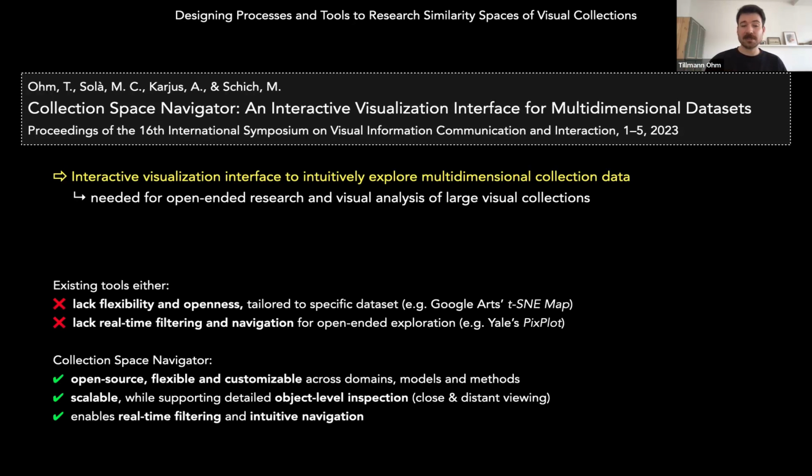Most existing tools that visualize similarity spaces either lack flexibility and openness. They are often tailored to a specific data set. A well-known example is the Google Arts and Culture t-SNE map from 2016, or they only offer limited filtering and navigation options. So for example, the PixPlot from Yale University, which doesn't support advanced filtering or real-time interaction, and is mainly focused on communicating existing results rather than exploring the collection space.